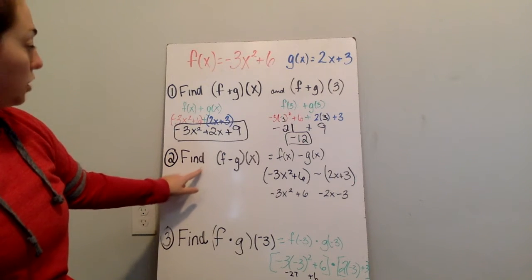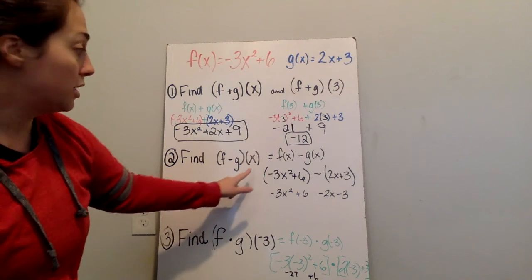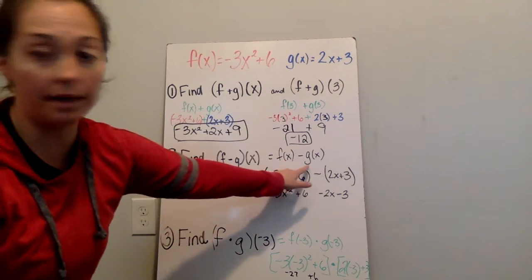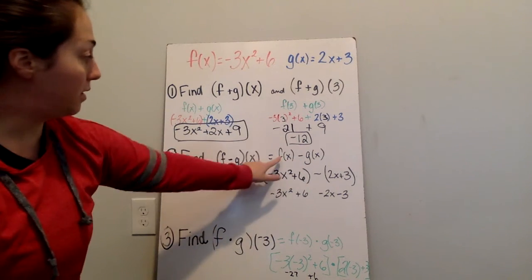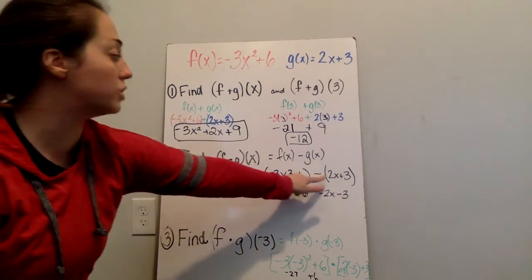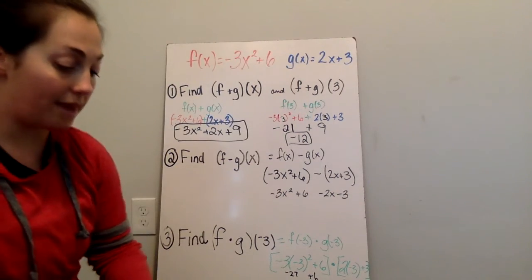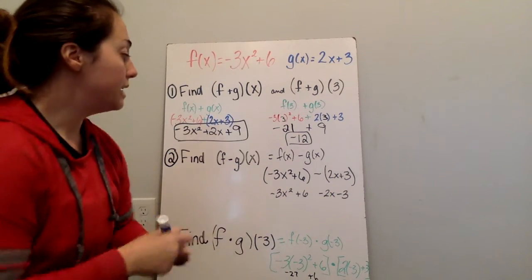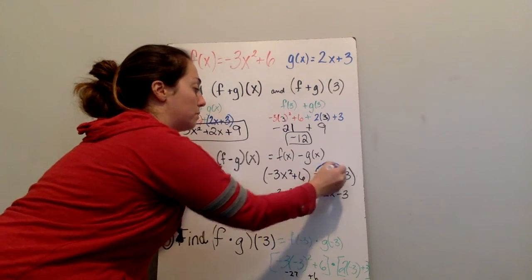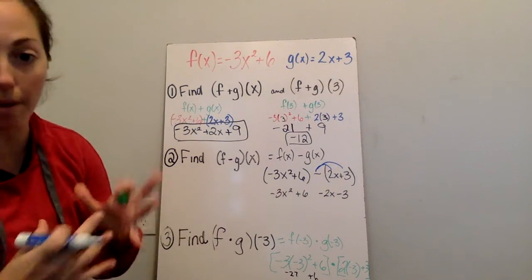All right, the next thing to do, maybe it'll say find (f minus g) of x. So all you're doing is f of x minus g of x. And then you plug in whatever f of x is. Oh, it's negative 3x squared plus 6. Whatever g of x is, that's 2x plus 3. The thing that's funny about this one that kids make mistakes on is that they forget to distribute that negative, so that it becomes negative 2x and negative 3 when they combine like terms.